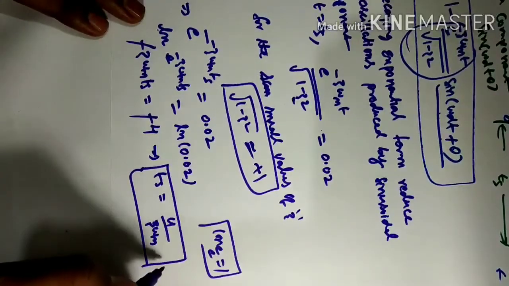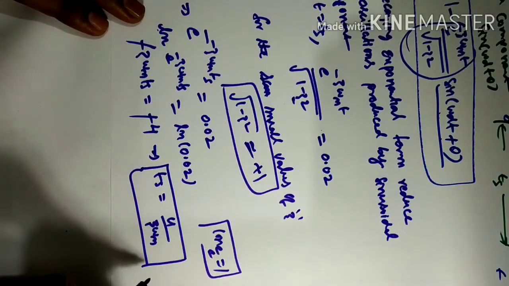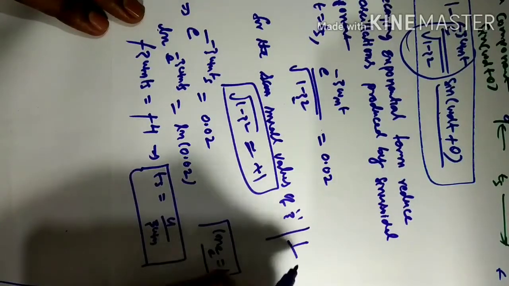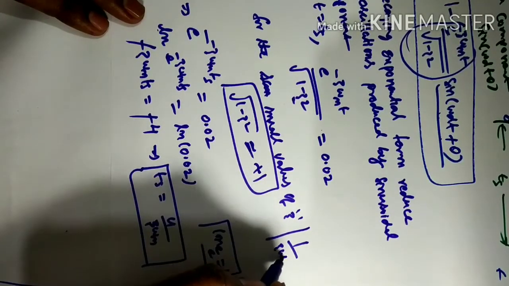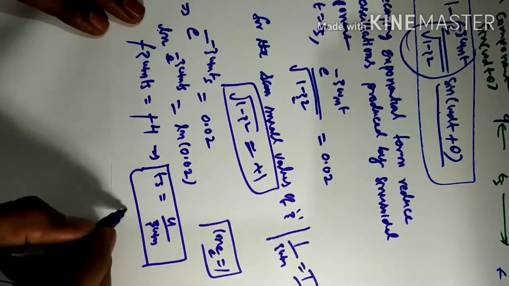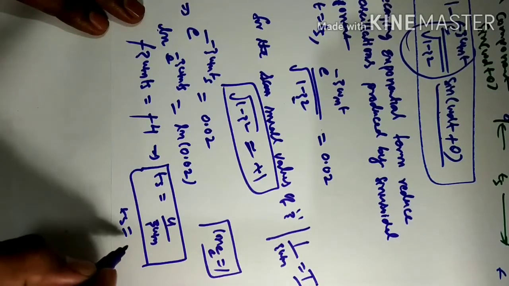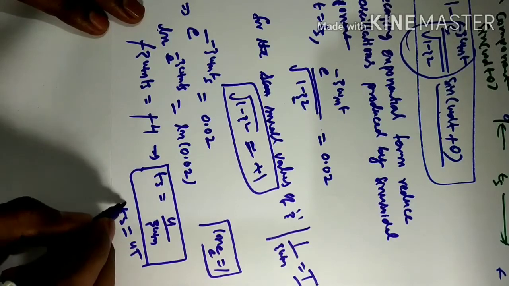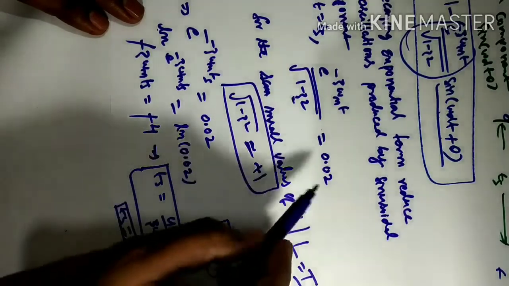And also you know that 1 by zeta omega n is equal to T, the time constant. So I can also write the settling time as 4T for 2% error.